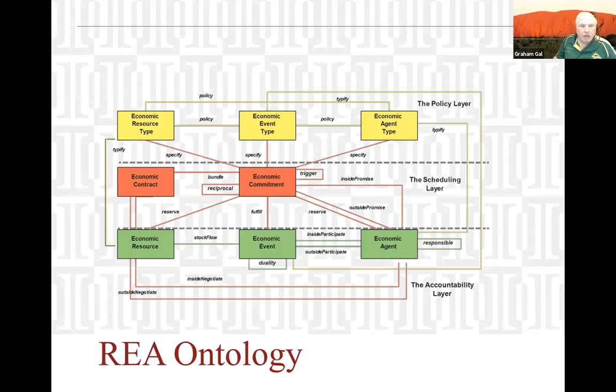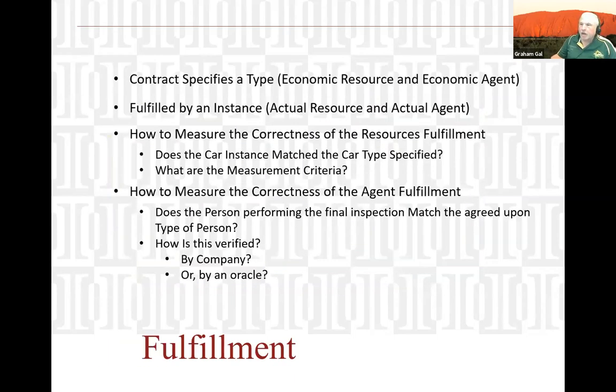There are a couple of things about this work that we're more interested in, and that is this connection between the resource types and the resources, and the economic agent types and the agents. There are other things that would be of interest for other groups, but this particular project is trying to focus on these. Let me explain that, okay?